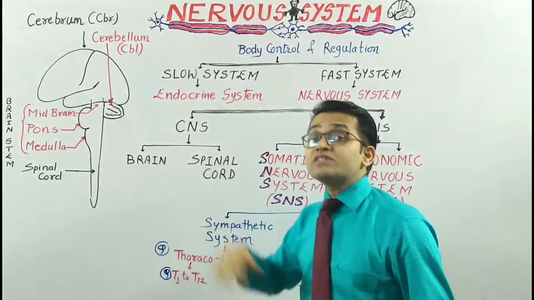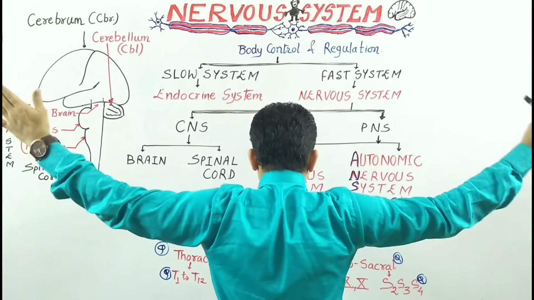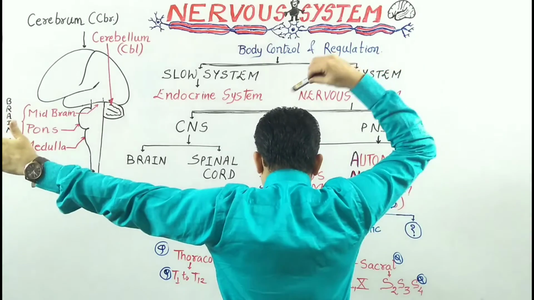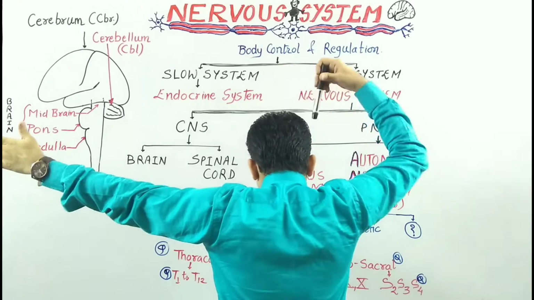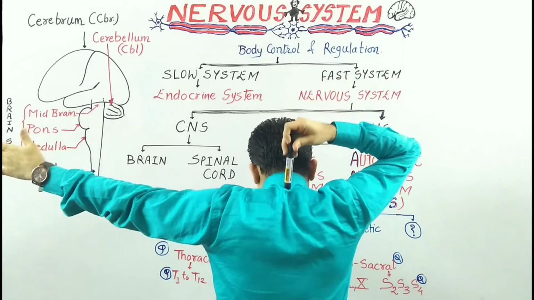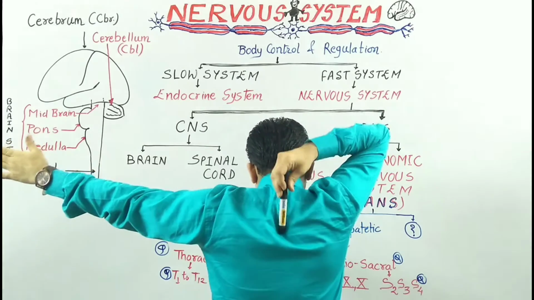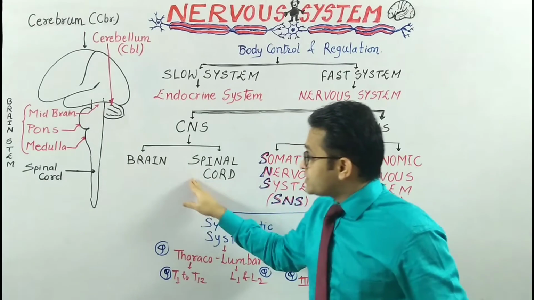Centrally located system, what is the meaning of the centrally located system? Yes, this is my body. So the part of the nervous system which is located at the central axis of the body, the part of the nervous system which is located within the skull cavity, meaning the brain, and within the vertebral column, meaning the spinal cord. So the central nervous system is divided into the brain and spinal cord.